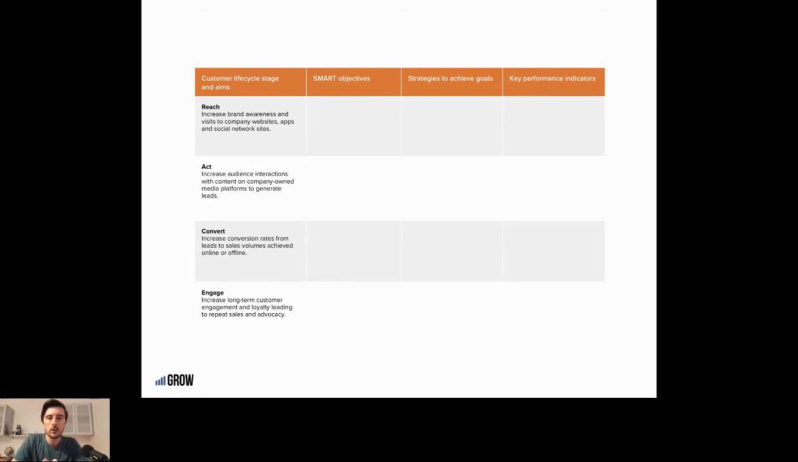Engage: increase long-term customer engagement and loyalty, if they keep repeatedly using or buying your product, and even advocate your product, talking about it. We're back at word of mouth and referral. What can we give to our customers and users to talk about us? And then also, how can we make it easy for them to share that they actually love your product?